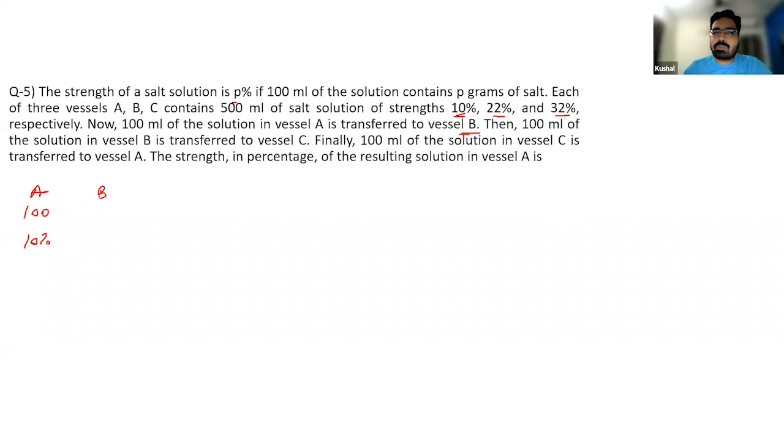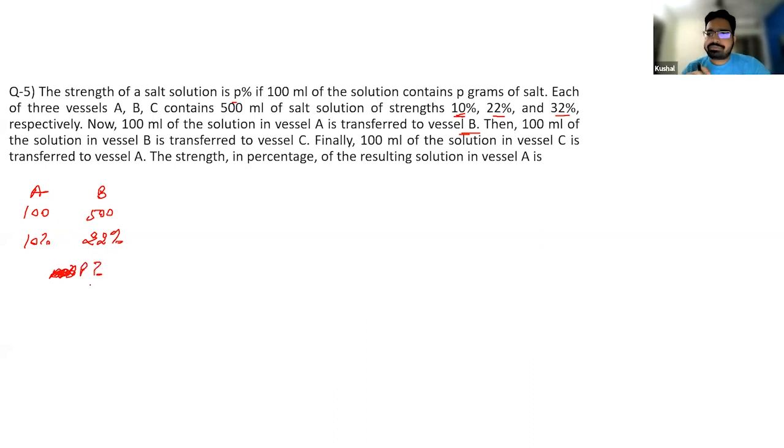Then I'm adding it to B. B has got what? 500 ml in it, and that strength is 22, right? So let me say that final strength after we mix these two is P percentage, because A and B I've written over there. So I'm calling it P percentage.